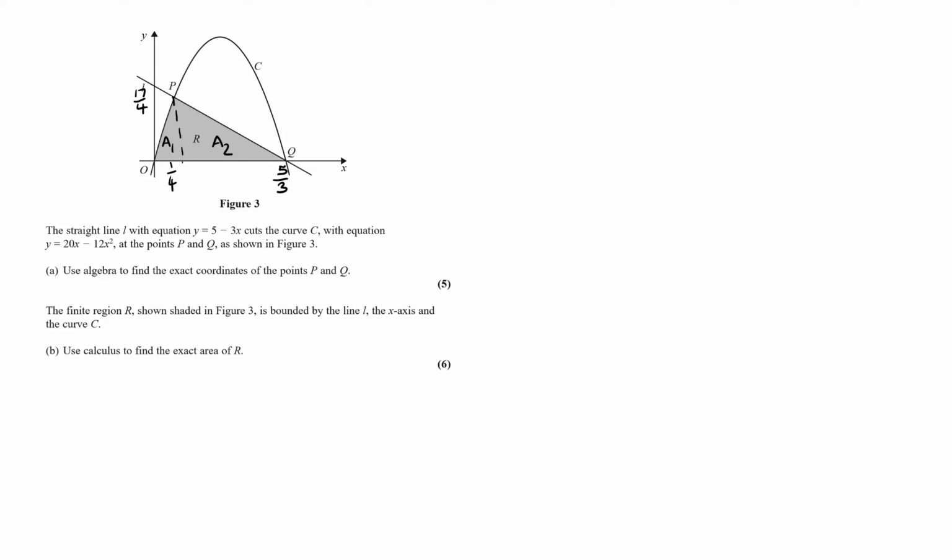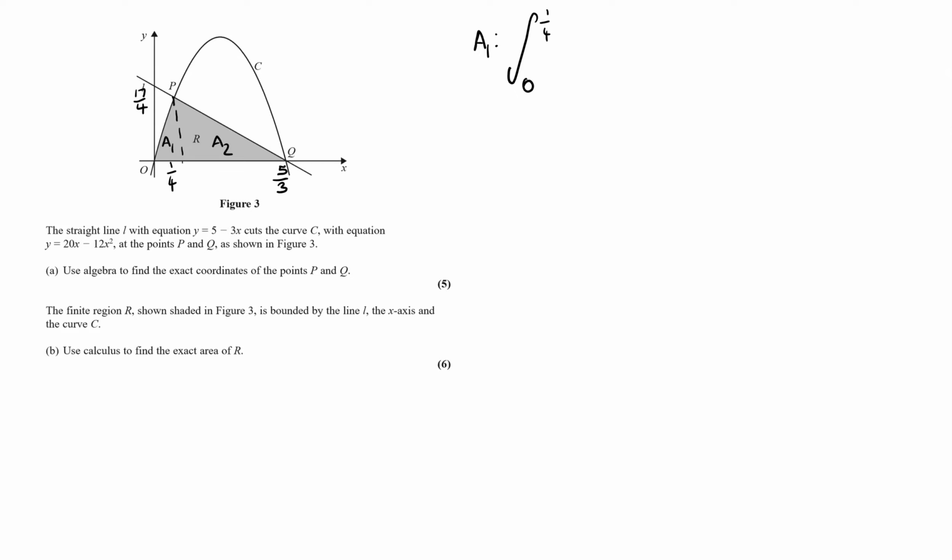And what I've got here is between 0 and a quarter, for my area A1, I'm looking at the area under the curve. Between the quarter and 5 over 3, I'm looking at the area of the triangle that's created there. So firstly, I'm going to find A1. This is where I'm just exclusively looking for the area under the curve, between 0 and 1/4. It's just the area under the curve I'm looking at.